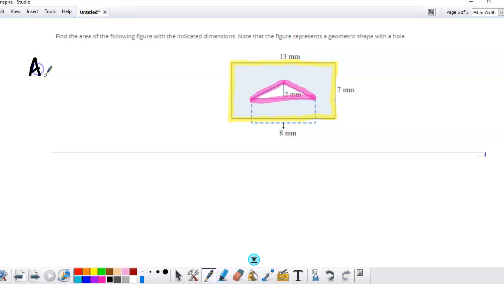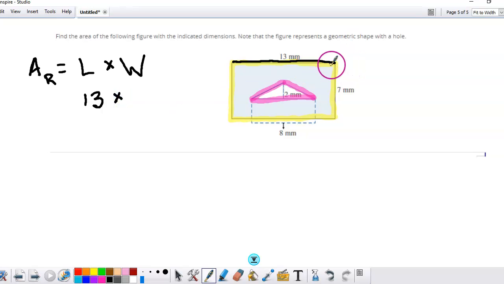The area of a rectangle is length times width. Length of a rectangle is usually given right here at this long side, the longer side. In this case, rectangles, their opposite sides are the same. They've put it up here. So the length of this rectangle is 13 millimeters. The width then is usually the shorter side, and it's usually from the bottom to top here. So our width is 7.